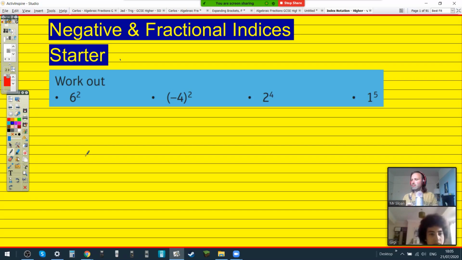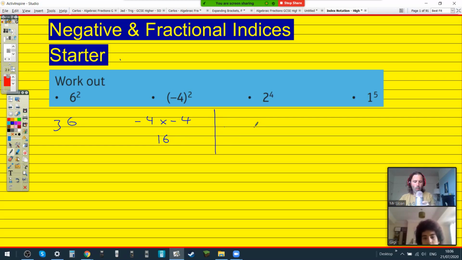Alright. Squared is 36. Minus 4 squared is minus 16. And what does squared mean? Times by itself. And what is a minus times a minus? It would be 16. Yeah, anything squared, it'll never be negative.